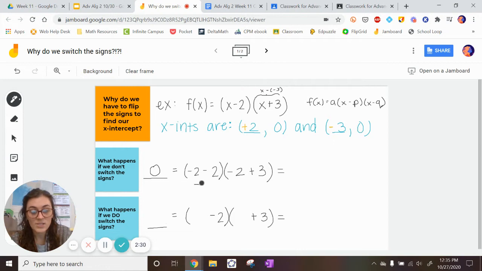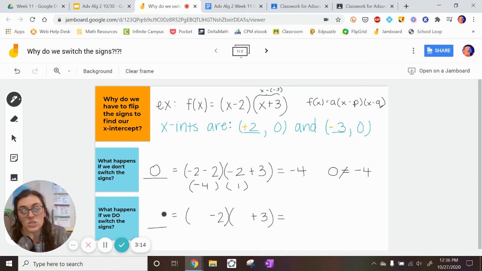So negative 2 minus 2 is negative 4. Negative 2 plus 3 is 1. Negative 4 times 1 is negative 4. So now this statement is saying 0 equals negative 4, which makes no sense. 0 is not negative 4, it's 0. So if we don't switch the signs, we're making no sense. We just said that 0 equals negative 4. So that is why we have to switch the signs. There's a few explanations I provided, but this one is like a mathematical reason why we have to switch the signs. And let's just double check what happens when we do switch the signs.